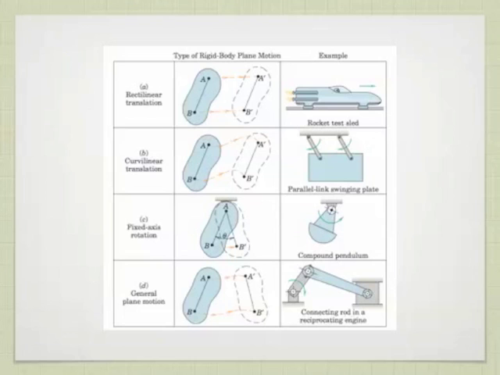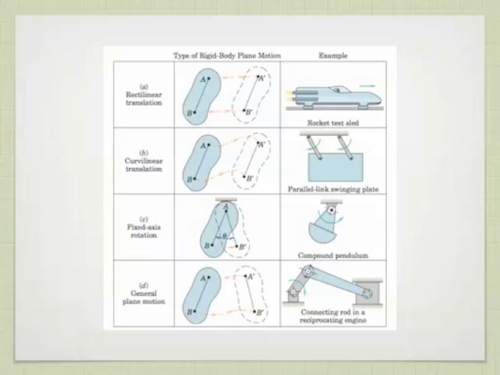The rotation means that in a rigid body, all particles move in circular paths about the axis of rotation, and all lines in the body which are perpendicular to the axis of rotation rotate through the same angle in the same time. The general plane motion is the combination of the translation and the rotation. The figure shows an example for each type of motion.